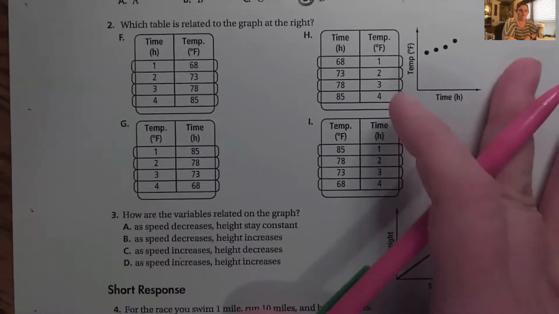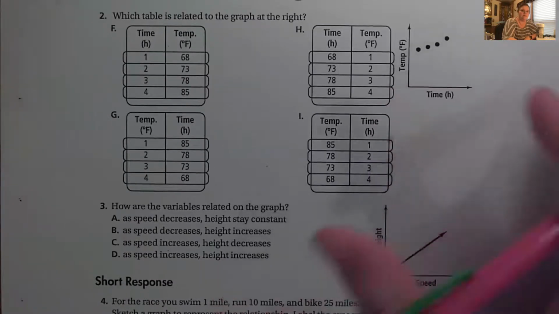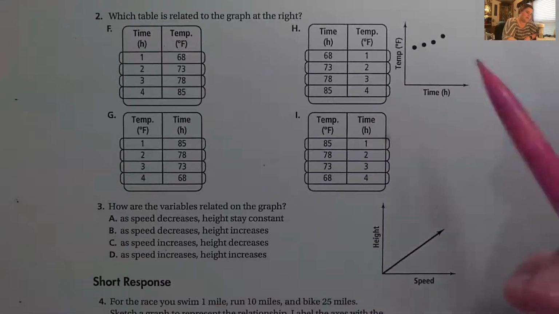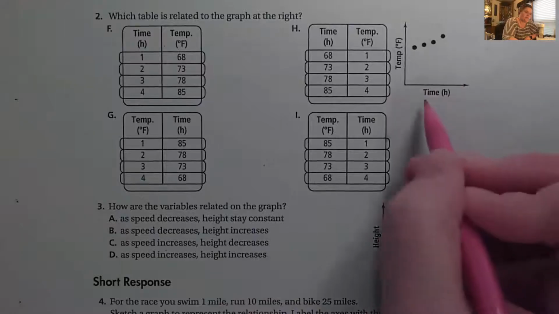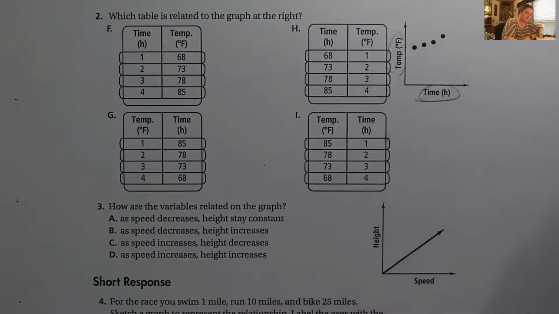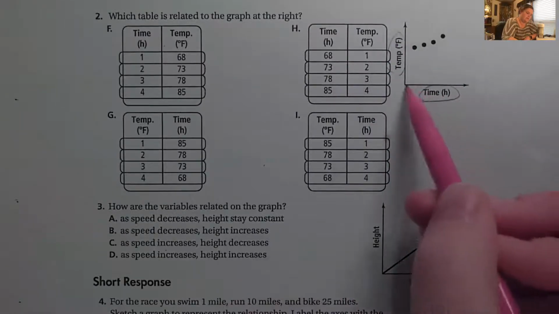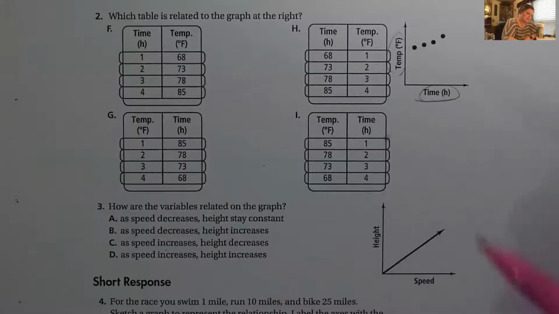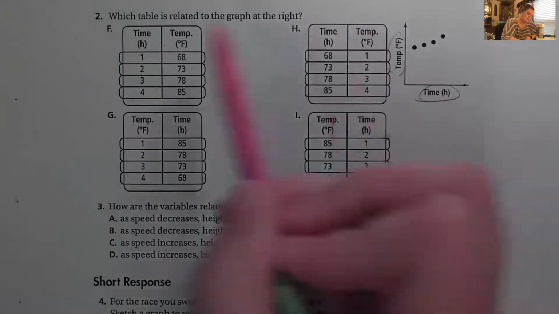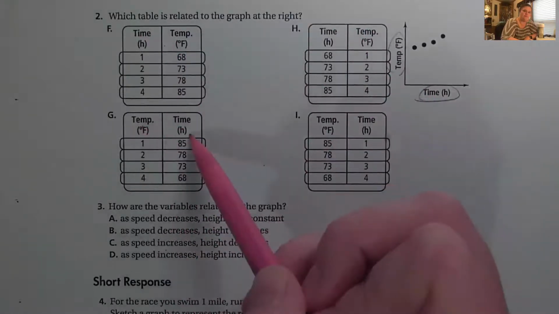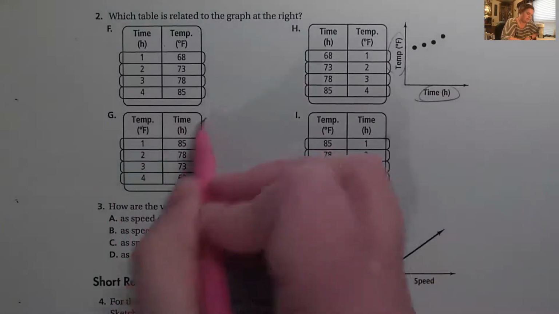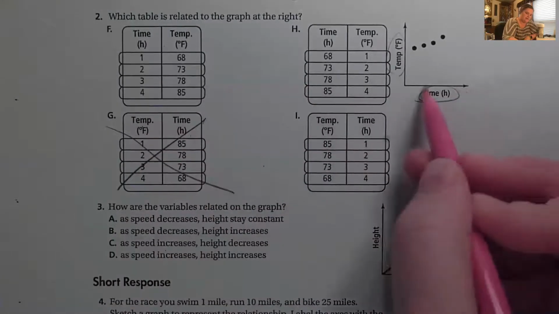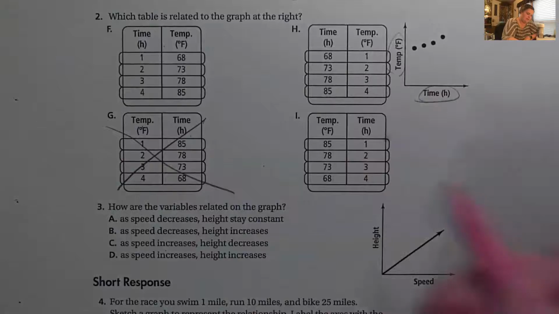Okay, number 2. Which table is related to the graph at the right? So you have to compare. I have time and temperature. So the first thing is time and temperature. I need time and temp, time and temp. Oh, I have temp and time. Is that what I have? Nope, because it's always X comma Y. So we're going to get rid of that because our X is time. And so we're going to get rid of I. So we're already down to 50%.